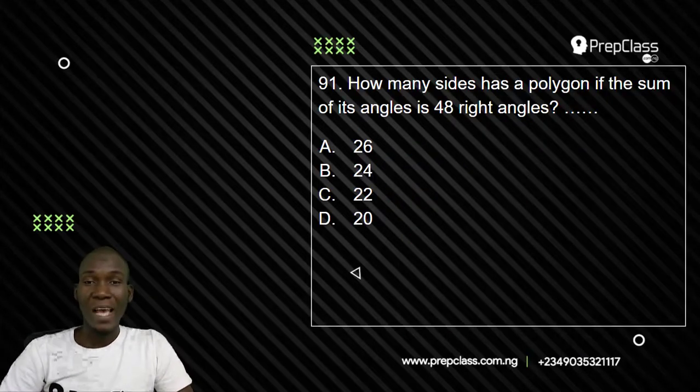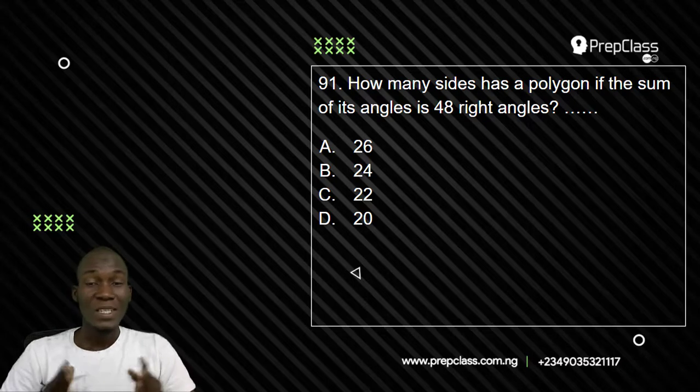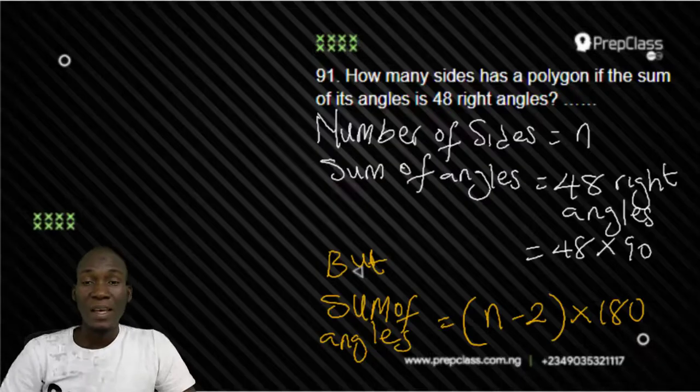Question 91. How many sides has a polygon if the sum of its angles is 48 right angles? A. 26, B. 24, C. 22, D. 20. This question is about polygon. So we are going to solve this question using the idea of polygon. Now from the question, we have the sum of the angles to be 48 right angles. Now, we have to find the number of sides.